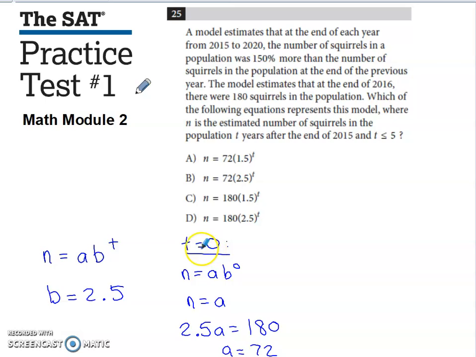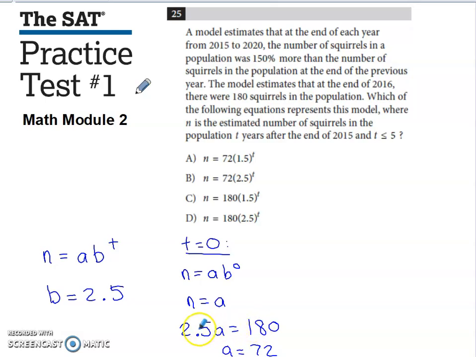And if I think about what would happen at time 0, putting 0 in place of the time, 2.5 to the 0, b to the 0 is going to be 1. So at time 0, at the end of 2015, my population is going to be represented by A. Now I need to reason out what the population would have been at the end of 2015. I know at the end of 2016 the population is 180.